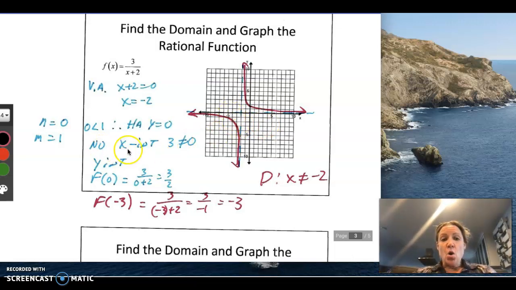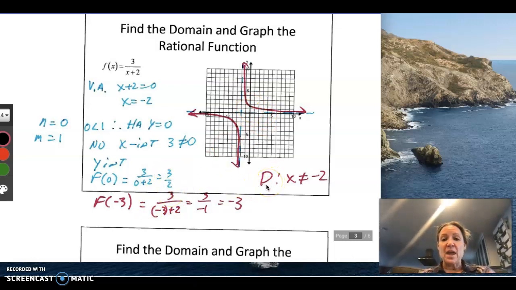There is no x-intercept because 3 does not equal 0. They're both going to get really, really close to the x-axis, but they're never going to cross it. The y-intercept, where is it going to cross the y-axis? It looks like it's here, right? So you're going to plug in 0 everywhere x is. There's only one x, which is right here. So 3 over 0 plus 2, which is 3/2. And as I predicted, about 1.5. 3/2 is 1.5.